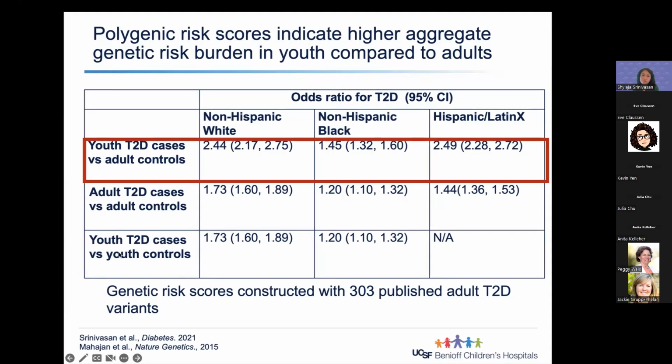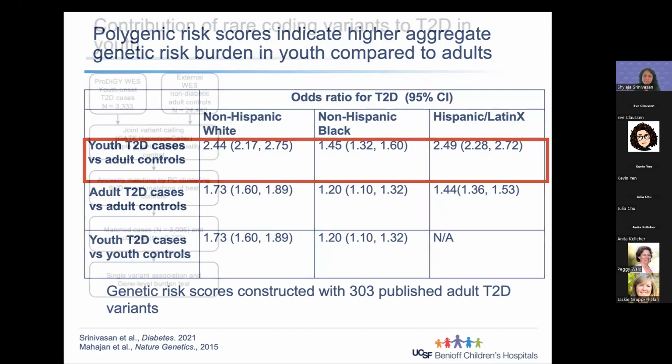And what we found was that the odds ratios were highest in the analysis that included the youth cases versus the adult controls, compared to the adult-only or the youth-only analysis, again showing that the aggregate genetic risk burden is higher in youth with diabetes compared to adults.